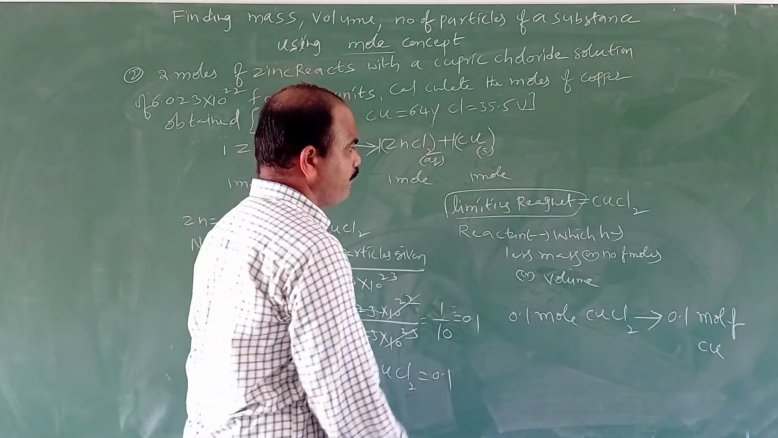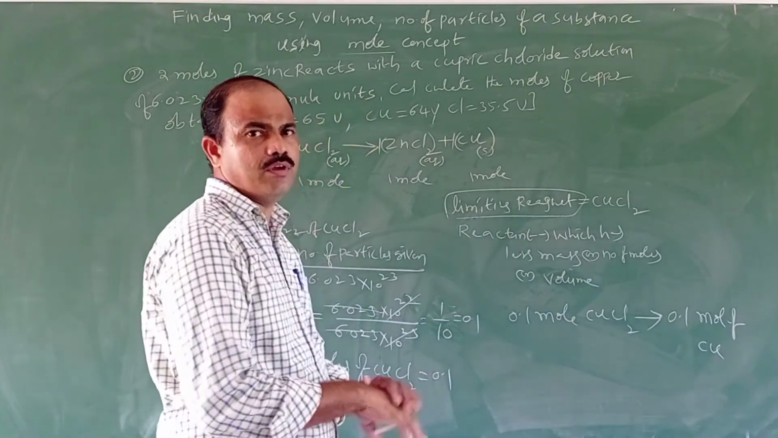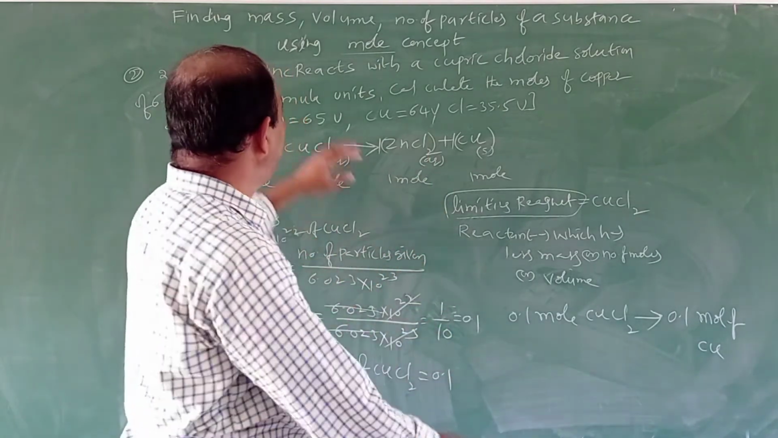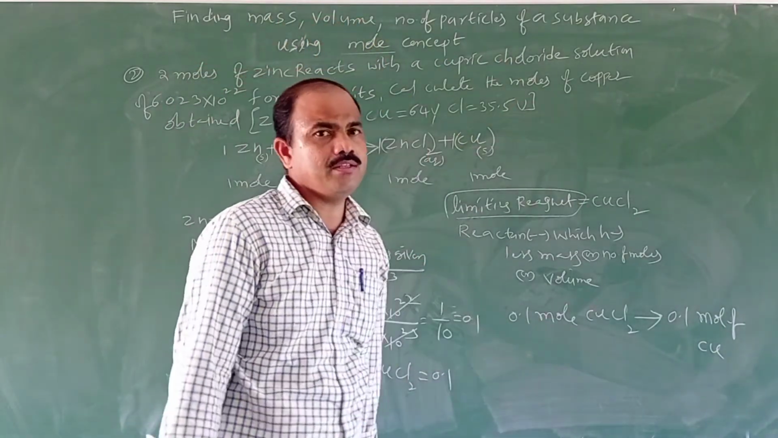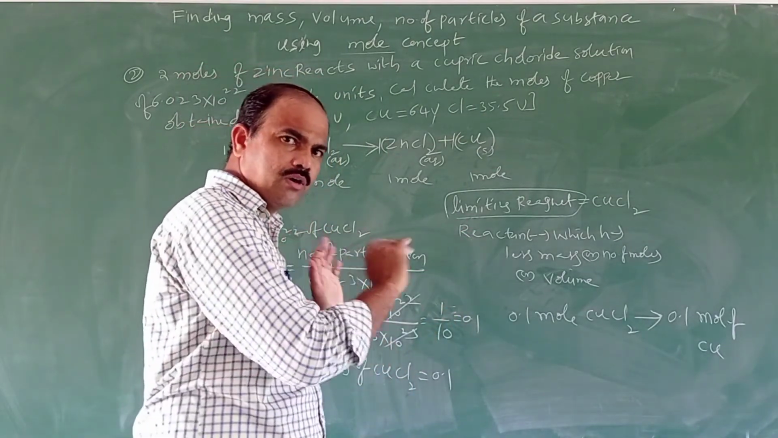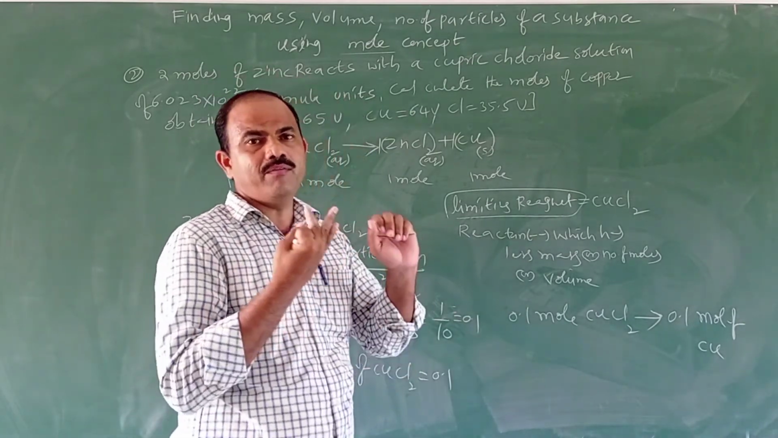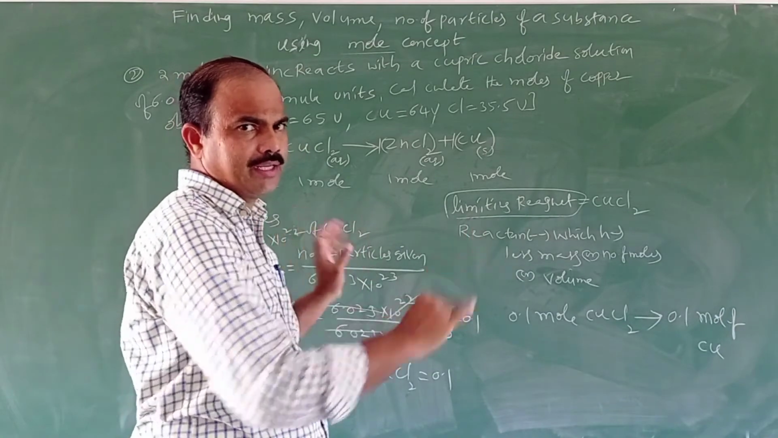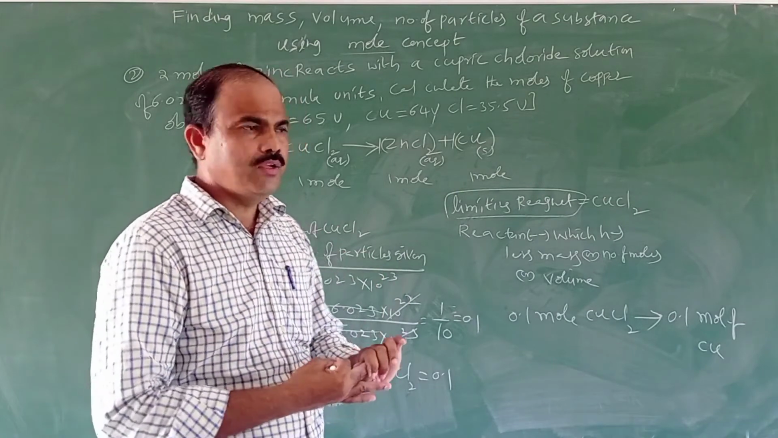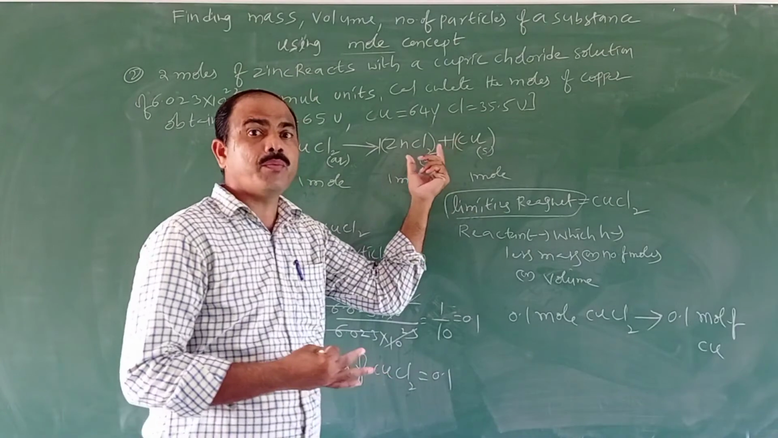So depending upon which one? The limiting reagent. This type of question is also asked. You have to remember. While finding the mass, volume and number of particles of a substance, a chemical reaction is given. First of all you have to write the chemical reaction, second you have to balance the chemical reaction, and third you have to observe the coefficients of the reactants and the coefficients of the products.